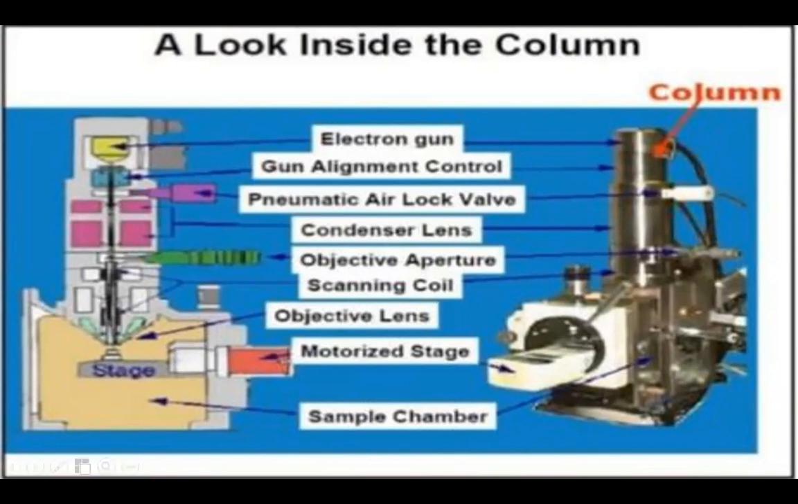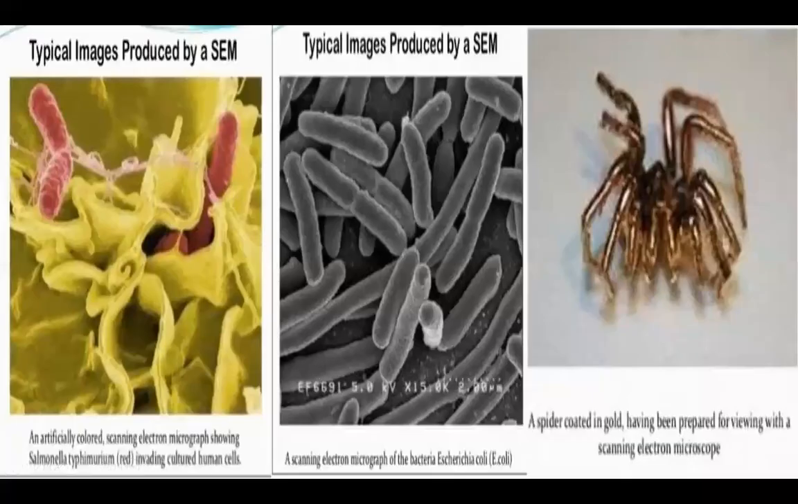There are three images that are detected or magnified by electron microscopy. First one is a spider, coated in gold, viewed with the help of the scanning electron microscope. And the second one is the bacterium E. coli, detected or magnified by the transmission electron microscope. And the third one is Salmonella typhimurium, invading cultured human cells, which is also shown by the transmission electron microscope.